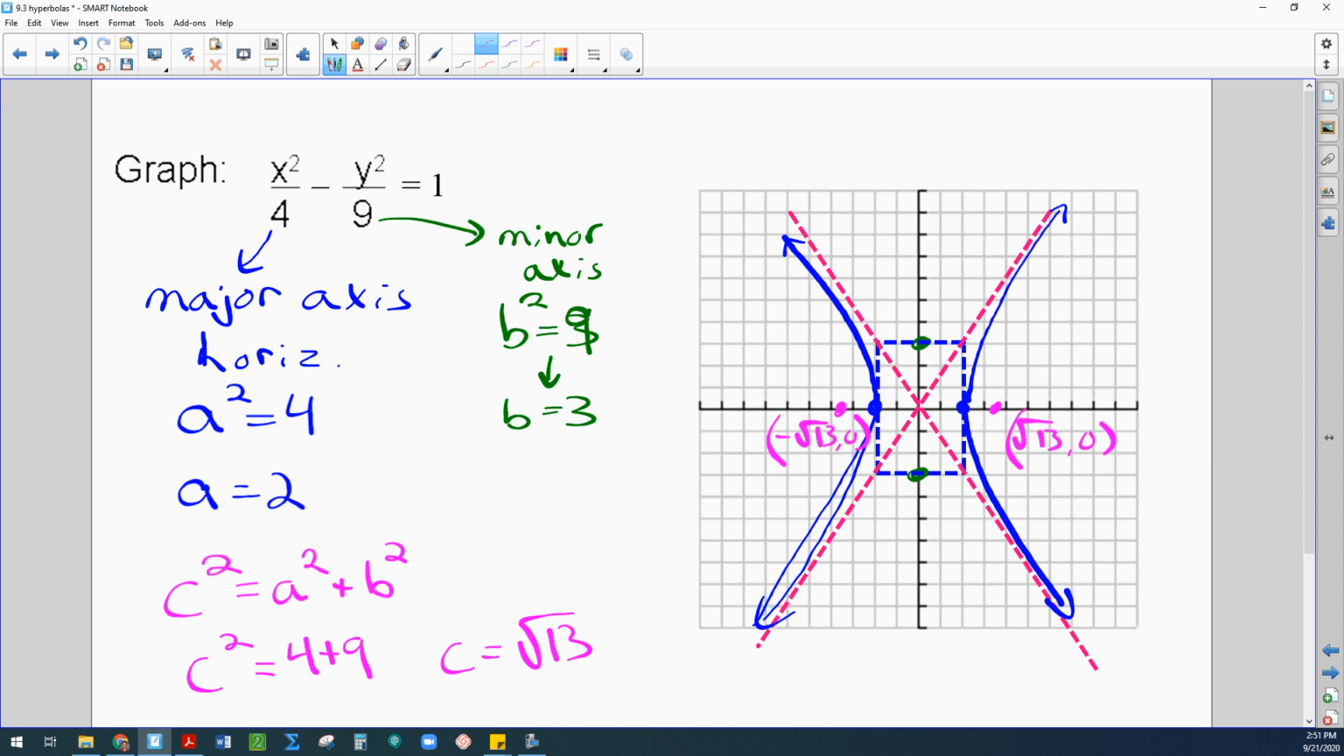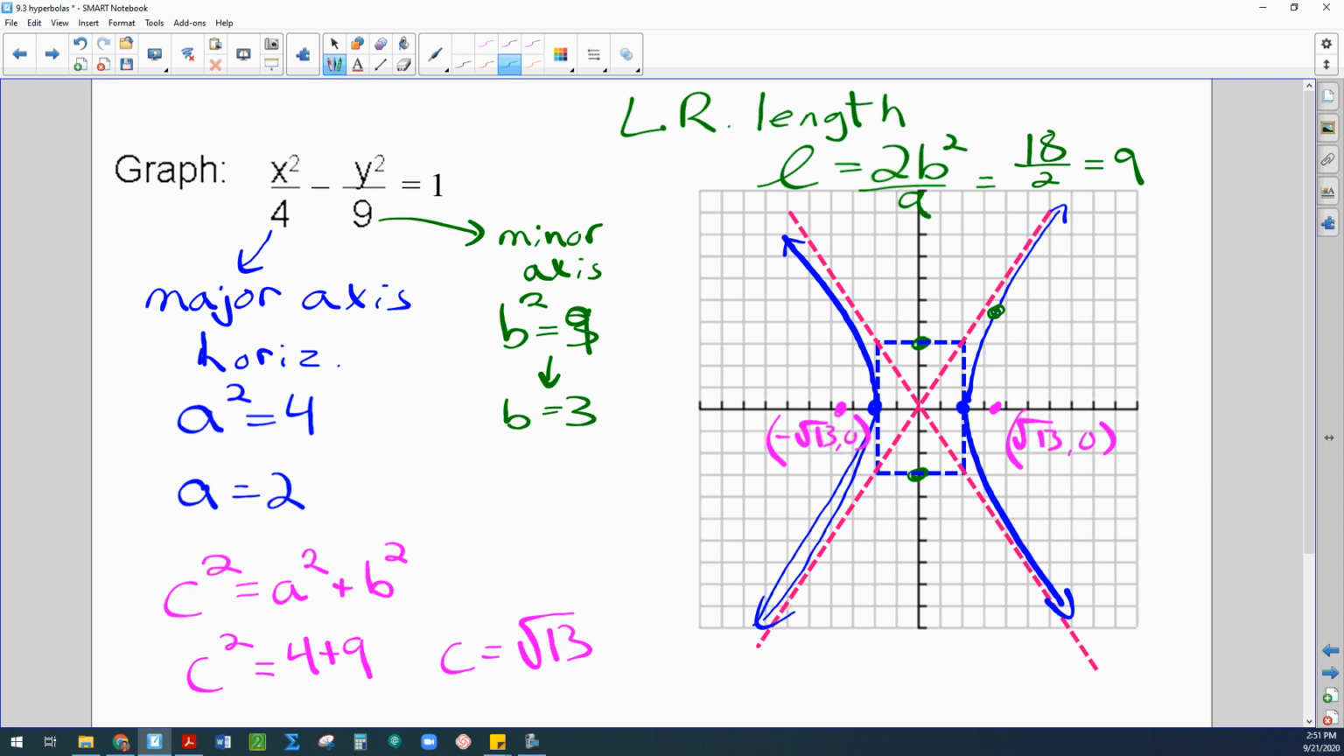If I wanted to find the length of the latus rectum, I could say L equals 2b squared over a still. So 2 times b squared is 2 times 9, which is 18. 18 divided by 2 is 9. So I should be able to go up 4.5 boxes and be on the blue curve from the focus, and down 4.5 boxes on the blue curve. And I could graph the latus rectum there.